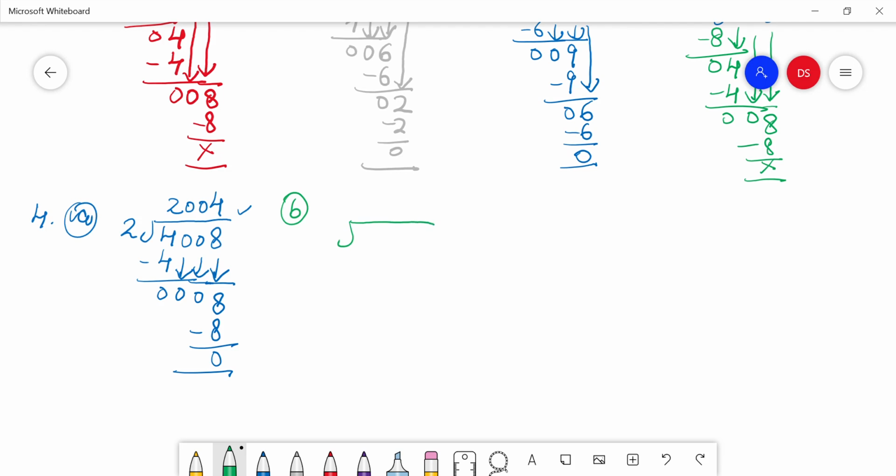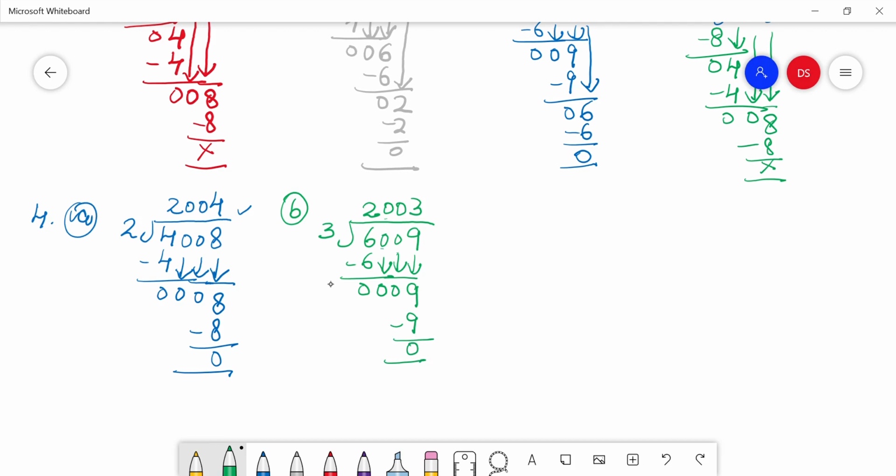The question is 6009 divided by 3. 3 2s are 6. 6 minus 6 is 0. Then we have 0. When we divide 0 by any number, we get 0. So we will write 0 in the quotient place. Here there are 2 zeros, so we have written 2 zeros in the quotient place. Last number is 9. We will divide 9 by 3. 3 3s are 9. 9 minus 9 is 0.